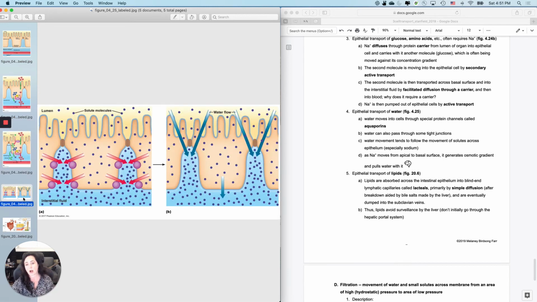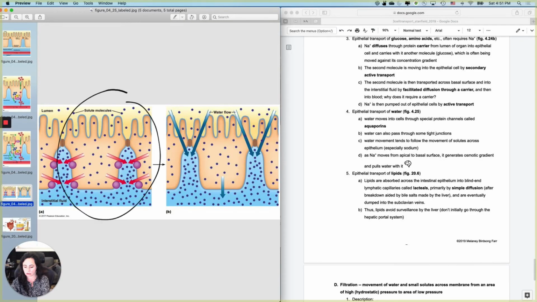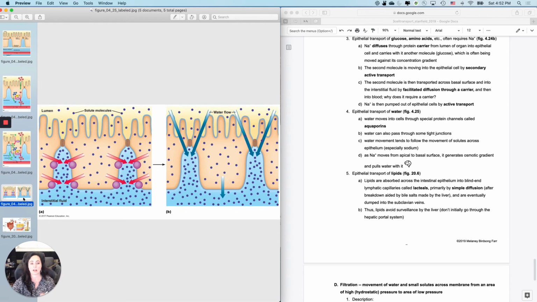Epithelial transport of water. This picture is terrible, but all it's saying is water is going to move as you move all of those solutes. So in this first picture right here, what they're showing you is a whole bunch of solutes being absorbed. It could be sodium or potassium or whatever. And then once you have moved all of the solutes, water is going to diffuse through aquaporins down water's concentration gradient. So it's really just osmosis.